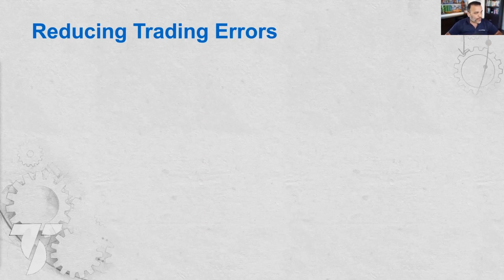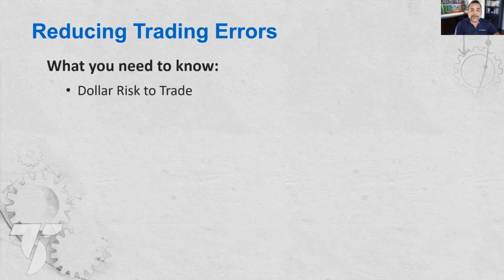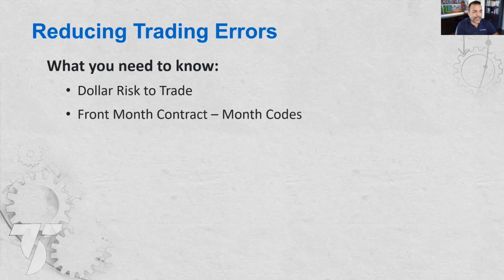The first thing that we're going to highlight is the dollar risk to trade. What is it that you're risking? What is the value for every point movement? Because of course, that could potentially be a profit, but it could also be a loss. So there's a risk associated with how these symbols will move. And it's important that if you're going to be trading futures, you know what that risk is.